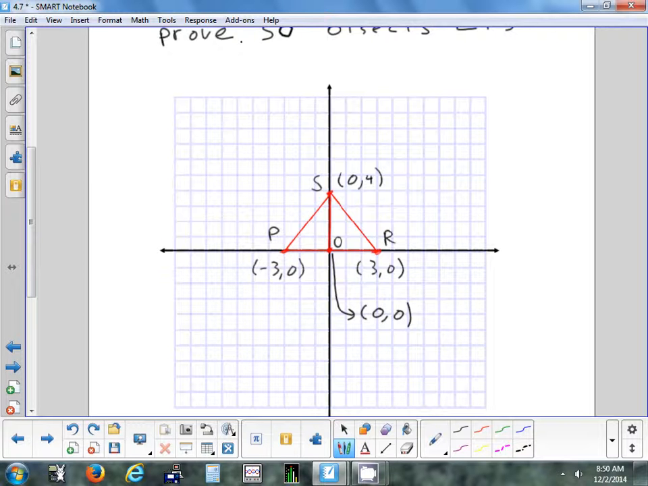But the way we could show that this is a 90, you could use your slope formula. What's the slope of a horizontal line? 0. A horizontal line has a slope of 0. I know that this side is horizontal just by looking at the picture, it's going right along the axis, and I can look at the coordinates. The y values are the same. Any points that have the same y value, and you connect them, that makes a horizontal line. How about OS? What's the slope of that?